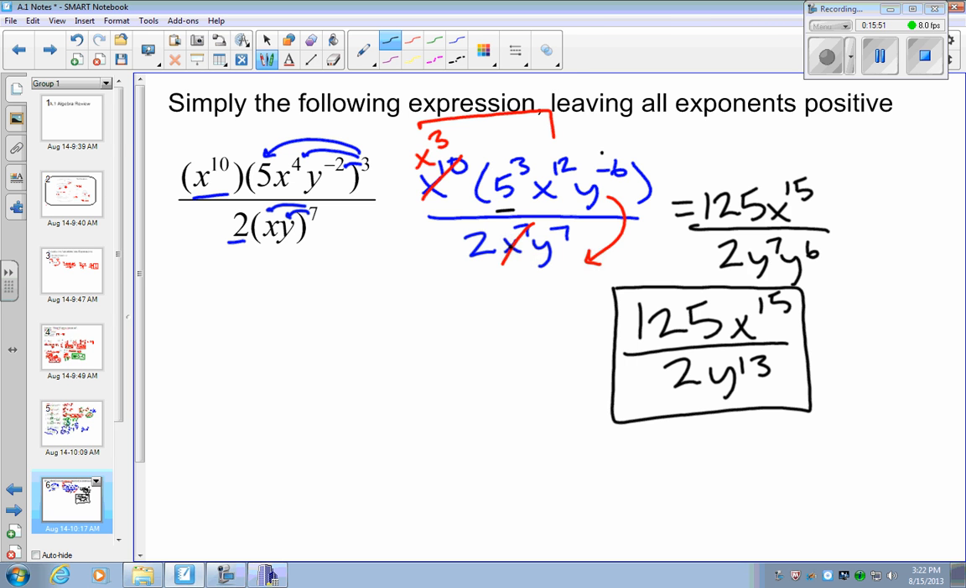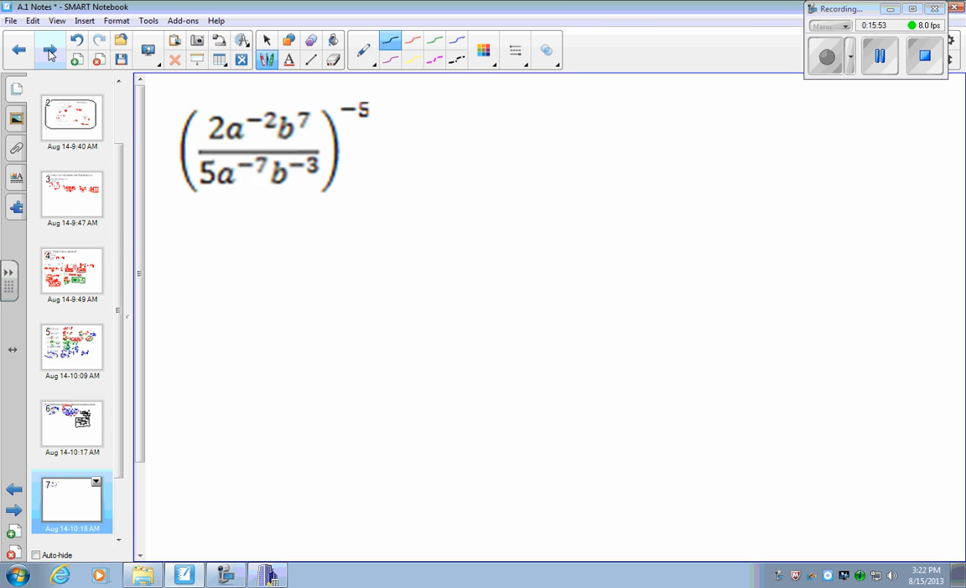One last example here, kind of a little bit harder. It's got the division 1 all to a negative exponent. You get two choices. You can ignore this, and you can simplify this, and then come back to the negative 5. Or you can distribute that negative 5 into all the places and then simplify. I'm going to choose to ignore this and try and simplify the inside.